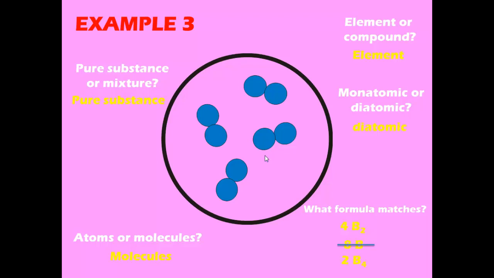How about the last option on there? That 2B4. The 2 that you see in front means that there's 2 particles. Well, I don't even see 2 particles here. And I certainly don't see 2 particles that have 4 blue atoms all attached together. So I'm going to say that that last option also doesn't work. So how about the first one? Are there 4 particles shown? Definitely. Within each particle, do you see 2 blue atoms chemically bonded to each other? Absolutely. The correct formula is 4B2.